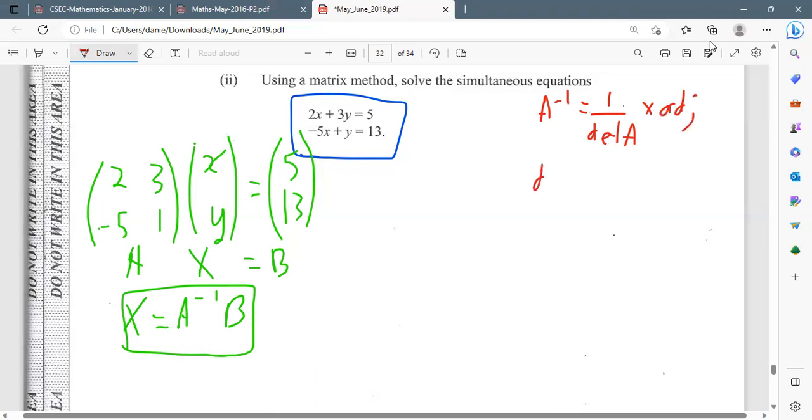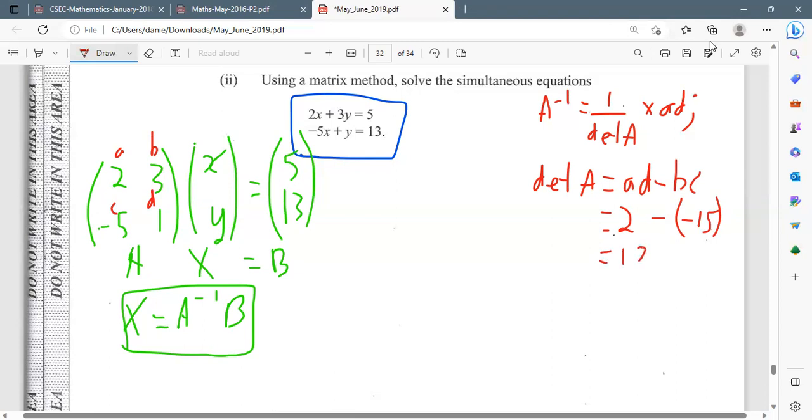So the determinant of A is equal to AD minus BC. So this is A, B, C, and D. So A by D is 2, minus B by C. So that minus, and B by C is minus 15. So we end up with 2 plus 15, which is 17.